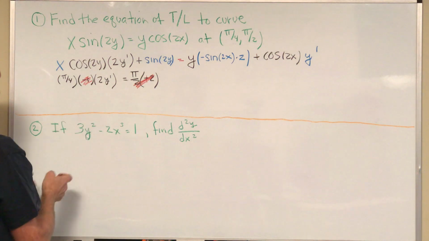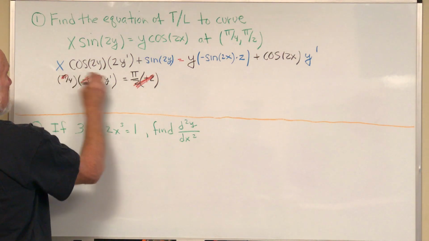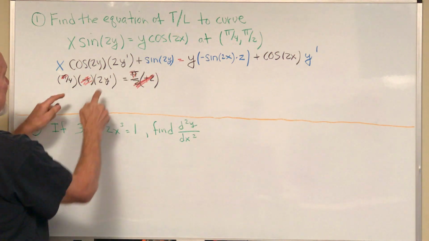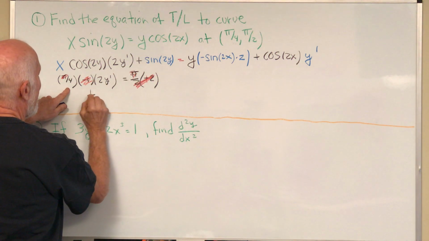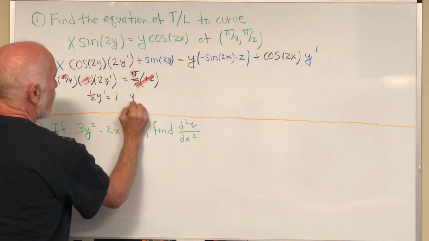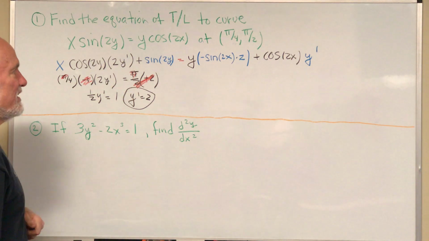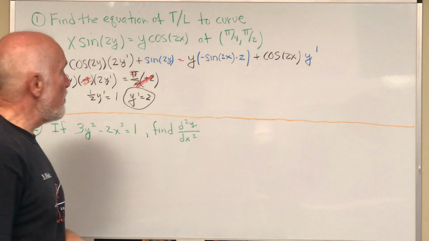And we could really get rid of the pi's. We can divide both sides by pi. And we're left with what? 1/2 y prime equals 1, or y prime equals 2. I think that was a smart way to do things.